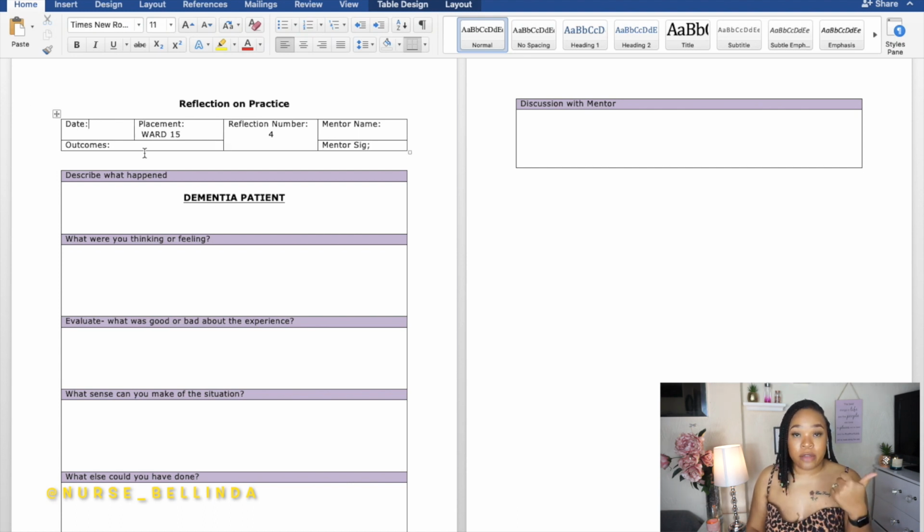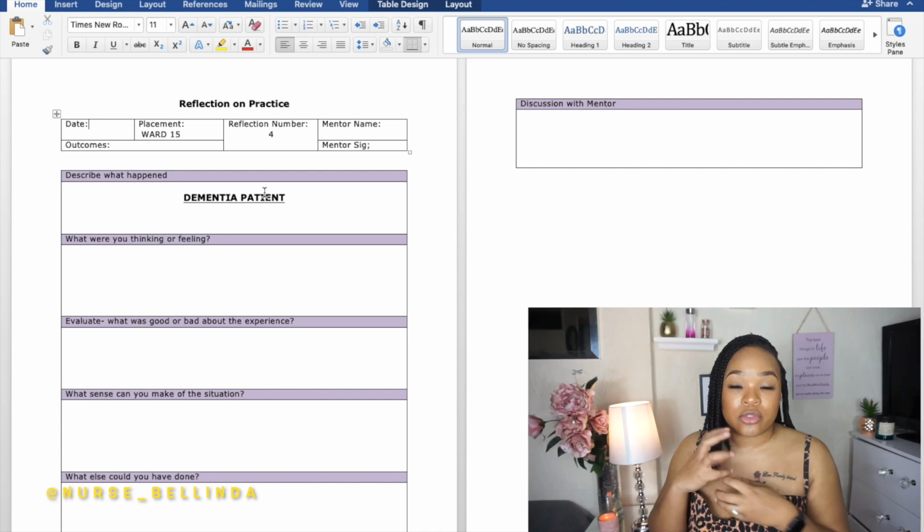Okay, so here you have to describe what happened. You can describe a certain day about what happened. That's why, again guys, I've been telling you about the importance of carrying a notebook when you're on clinical placement, so that you can go back when it's time to write your reflections and remember everything that happened on that specific day.